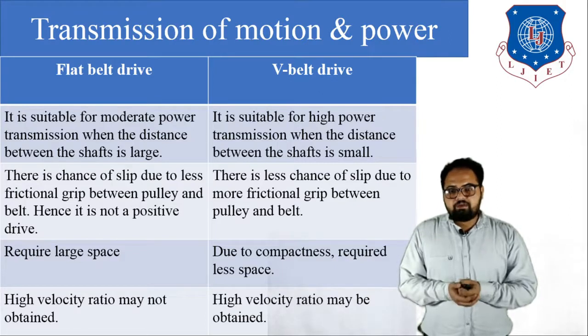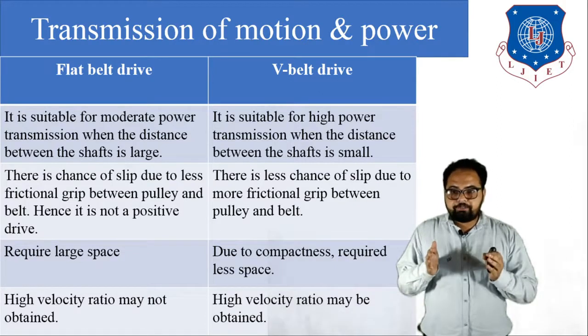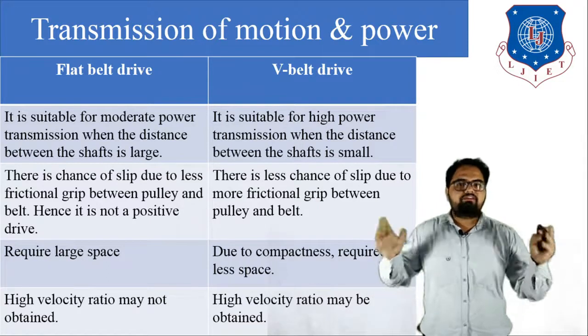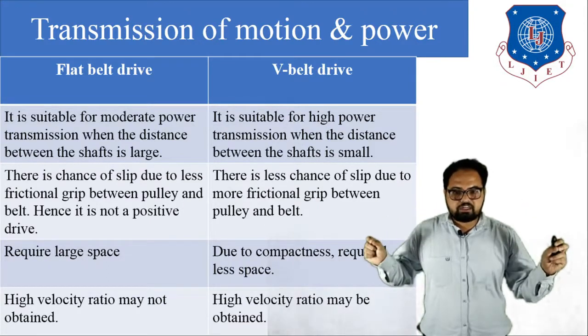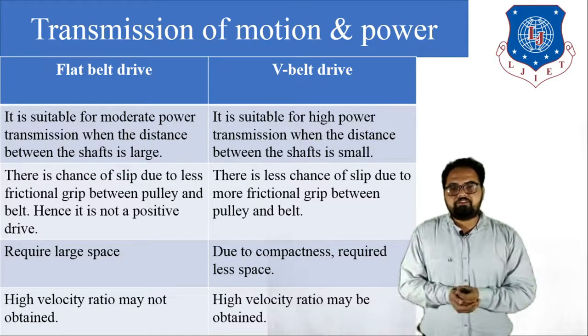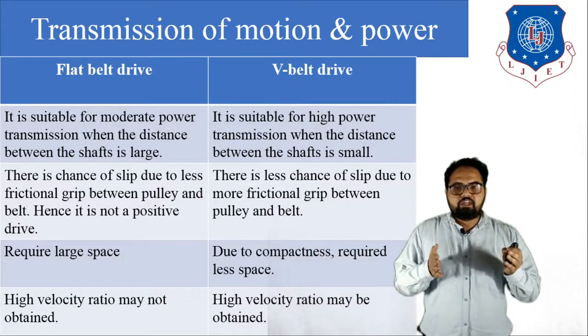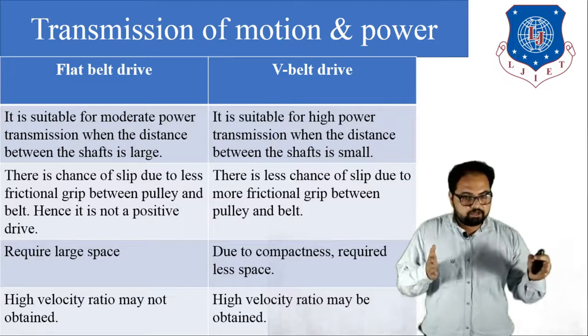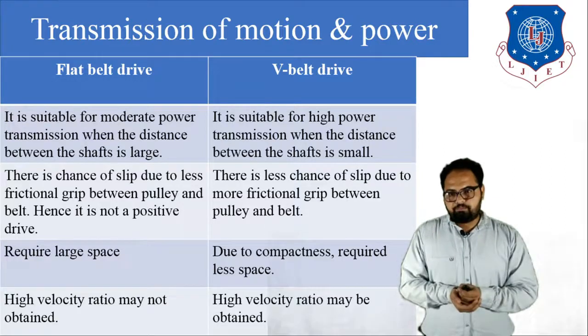Flat belt drive is suitable for moderate power transmission when the distance between two shafts is large. When there is a large distance and we need to transfer the power, at that time flat belt drive is used. And V belt drive is suitable for high power transmission but when the distance between two shafts is small.